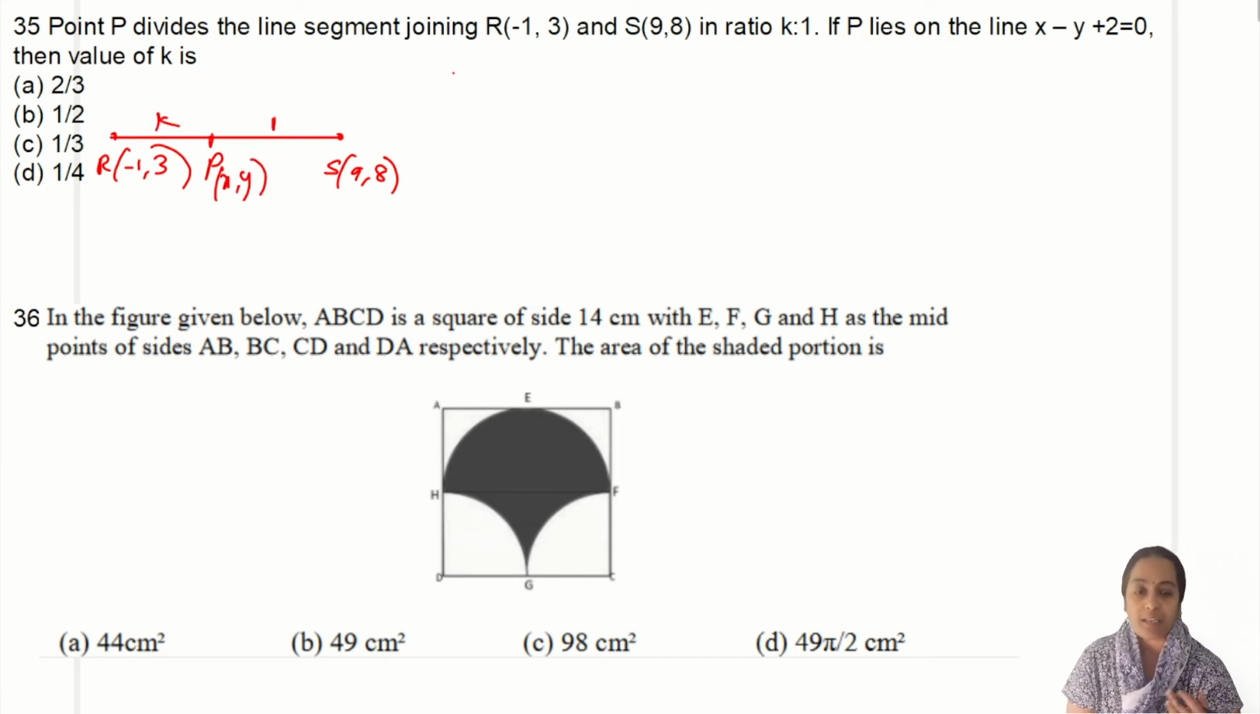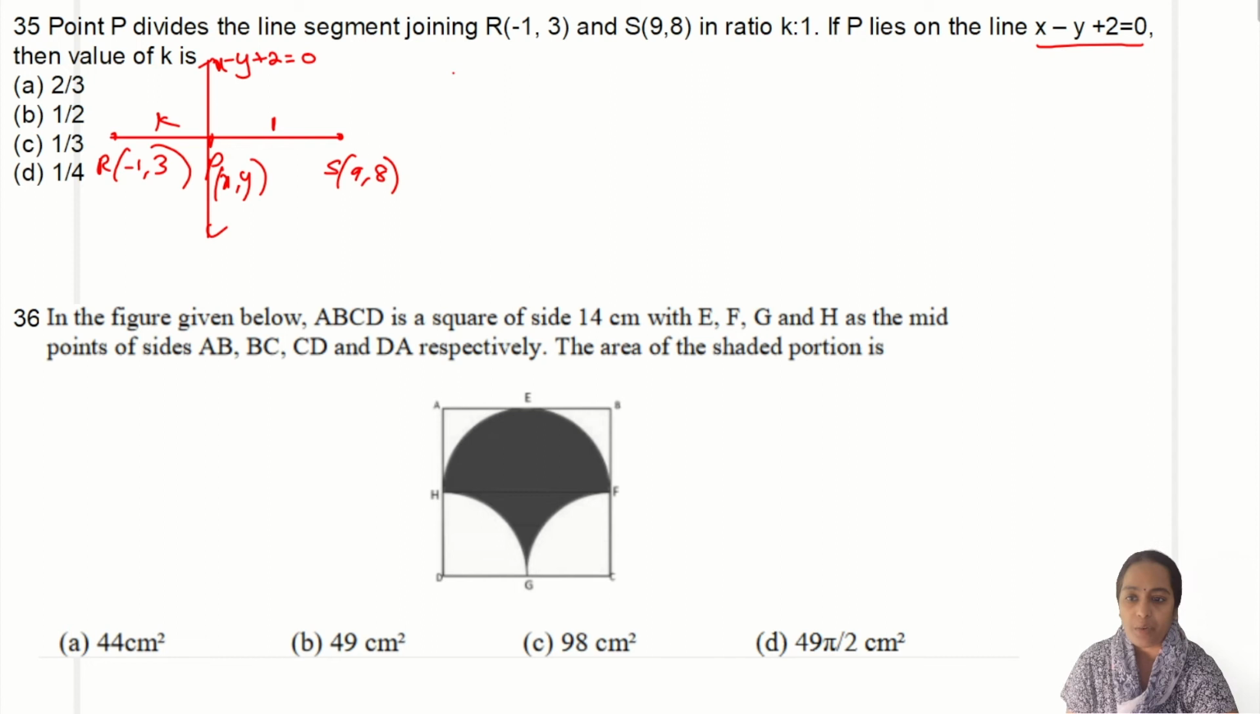And P is lying on the line, so there is one more line. The point P is lying on the line. What is this line? This line is given in the question as X minus Y plus 2 equal to 0. So I repeat the question again. This is the point P. It divides the line segment in the ratio K is to 1. And this point is lying on another line. So the point P is the intersection of this line and the second line, X minus Y plus 2 equal to 0.